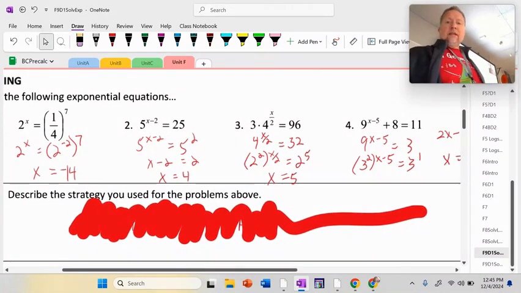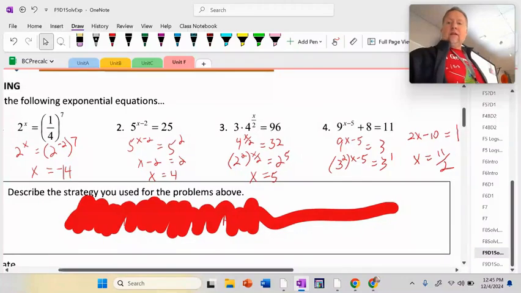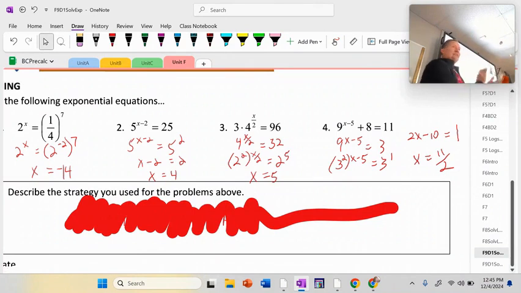Negative 14, 4, negative, or 5, 5, 5, 5, 5, and then 11 twelfths. How many people got all four of those correct? Nobody? Cooper, nice. Yeah, you made the video.